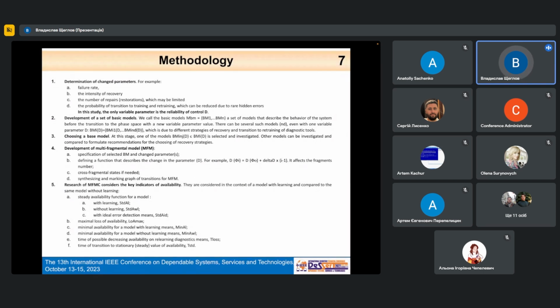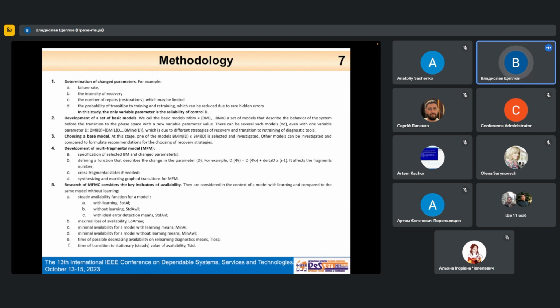So here's our methodology. Let's briefly look through the main bullets. It consists of 5 points. First of all, we need to determine changed parameters. That means we need to understand what parameters will change in our model through the time of simulation, for example, failure rate or number of repairs. In our case, we will focus on the reliability of control parameter. The name of it is D.